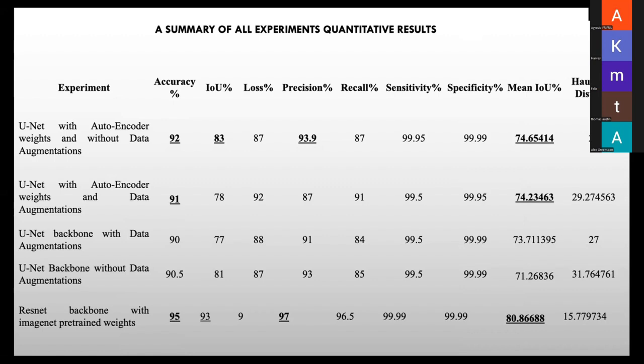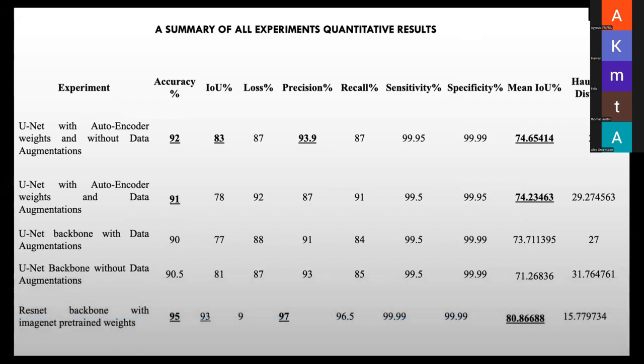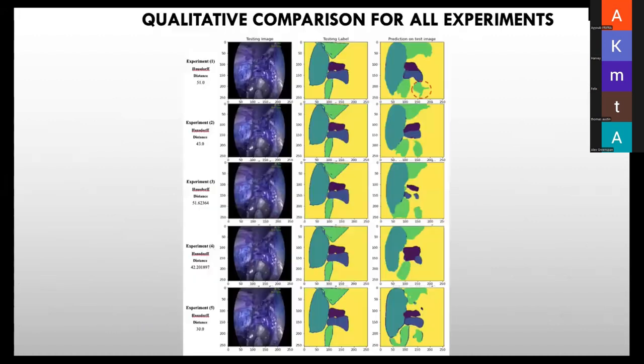We also tested our model using a ResNet backbone, and we reached an accuracy of 95 and a mean IOU of 80.8%. The precision reaches 97 in this experiment. Here is a qualitative comparison for all experiments.